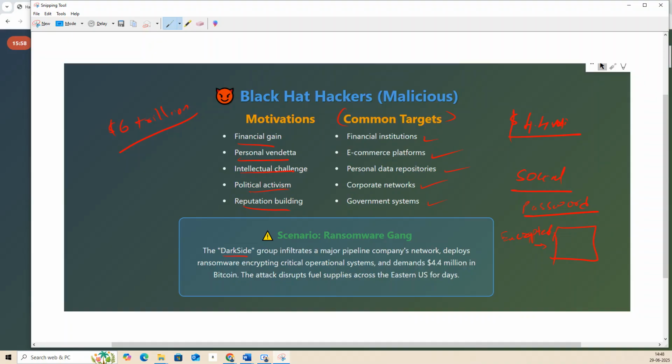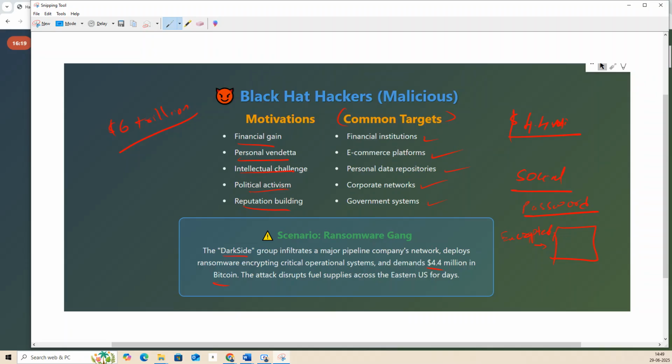DarkSide demanded 4.4 million in Bitcoin. See, 4.4 million in Bitcoin. Colonial Pipeline paid it because they had no choice. The economic impact of keeping the pipeline shut down was even greater. Right? This is what we are dealing with.